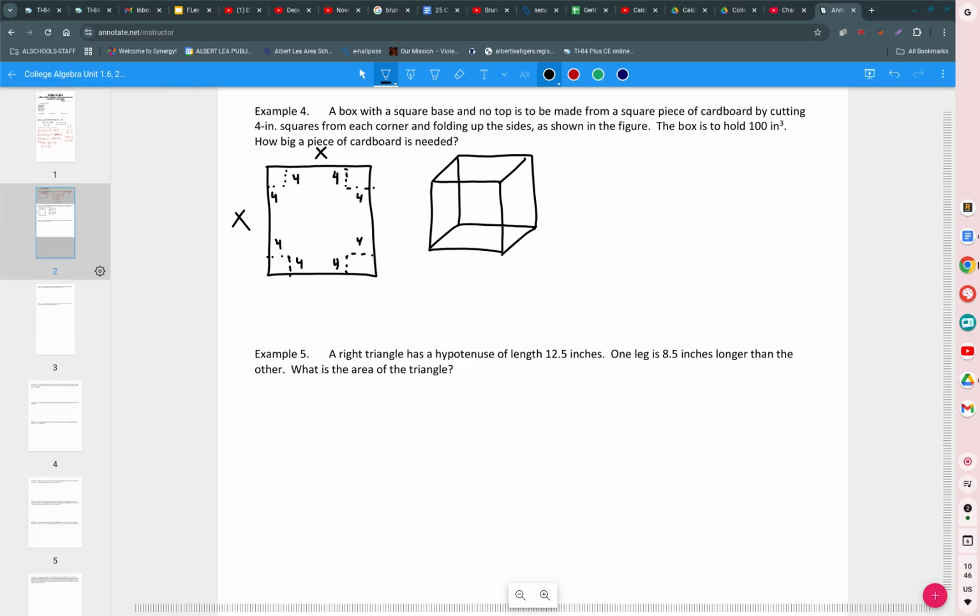How high is the box? We know exactly how high it is. It's 4 inches, because whatever we cut off, that's what we folded up. It's 4 tall.